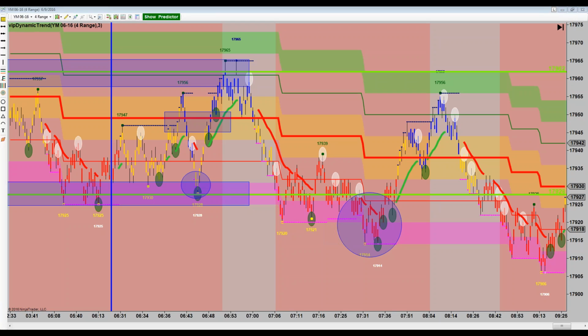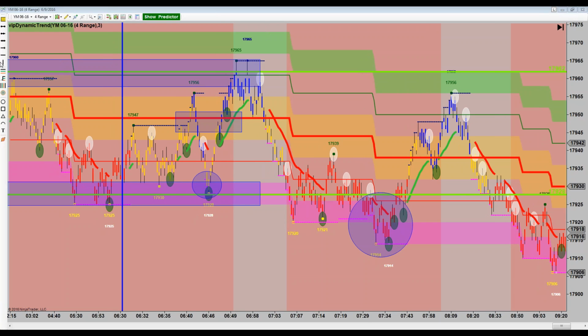Let's just play out the whole rest of the day, and let's just talk about it, and then we'll pull up a couple other charts, okay? I don't want to spend all night on this one, but I do want to cover a couple last things, and then we'll wrap it up on here.